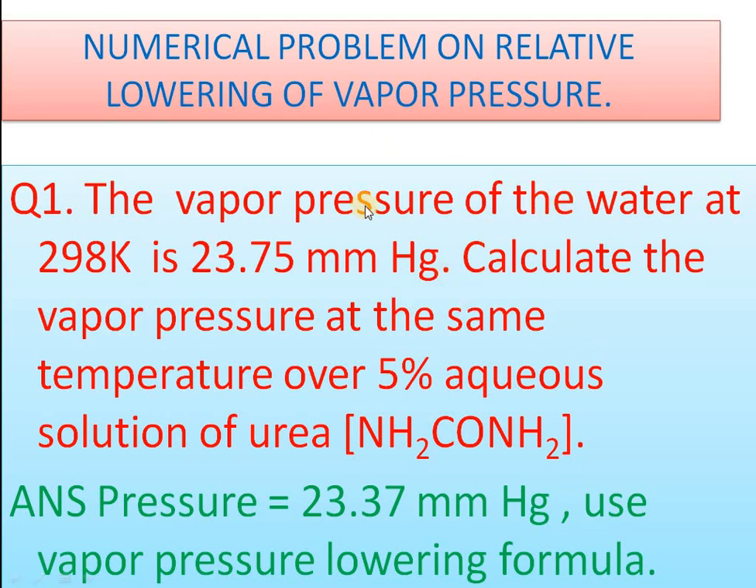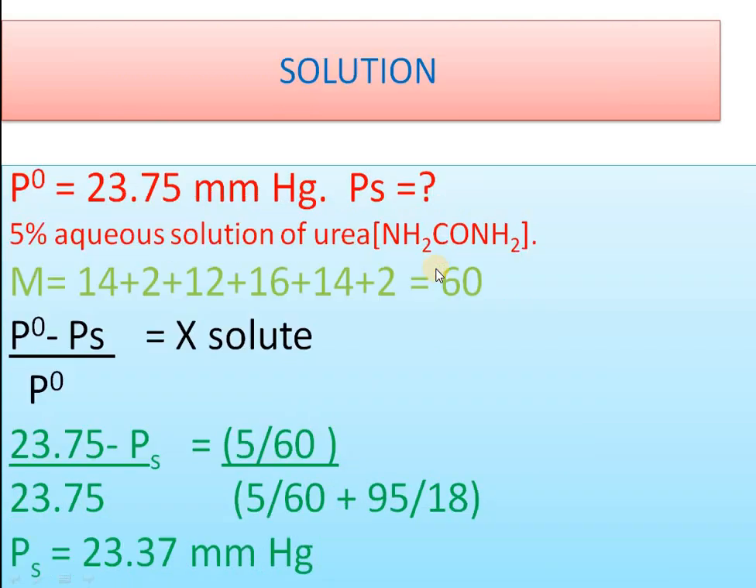Now read it. The vapor pressure of water at 298 Kelvin is 23.75 millimeter of mercury. This is the vapor pressure of pure solvent, so it is P0. Calculate the vapor pressure at the same temperature over a 5% aqueous solution. Now we have to calculate Ps. From the question itself, we should know that whatever answer comes will be less than this, because P0 is this and Ps is less. The answer is 23.37, which agrees with our theoretical aspects. Now, a 5% aqueous solution means 5 gram of urea in 100 gram of solution. So let us see how to do that.